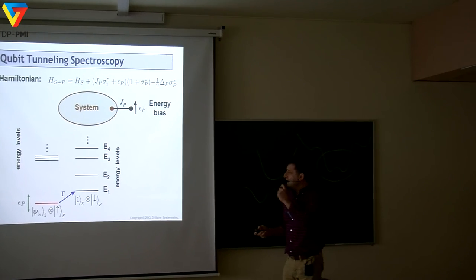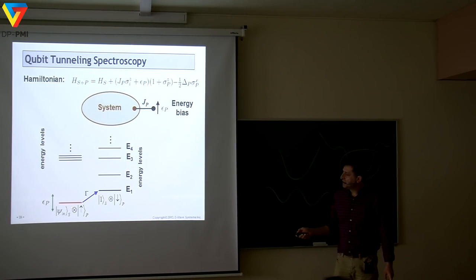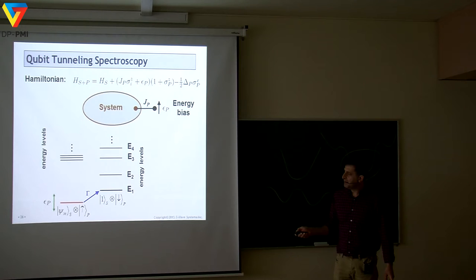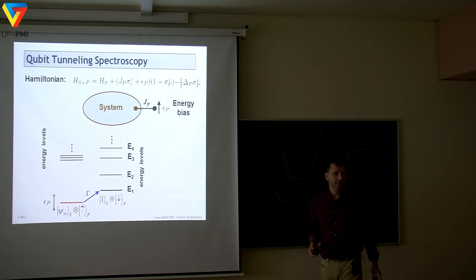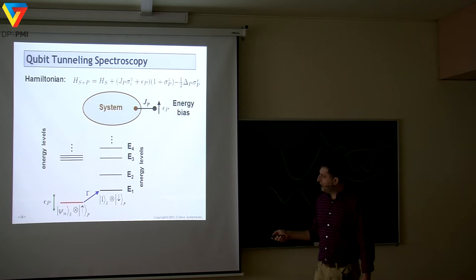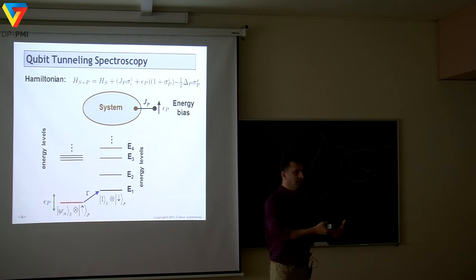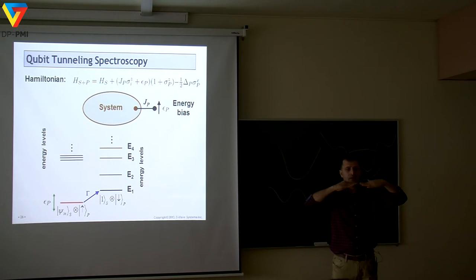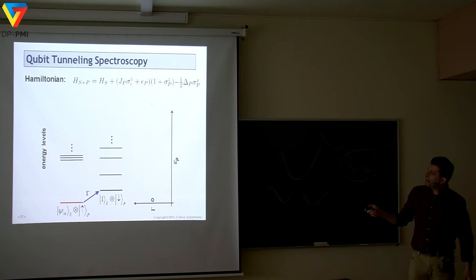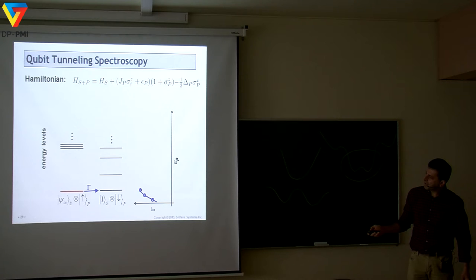Okay, now imagine I initialize my system on this red state on the left. Because of tunneling, the system can tunnel from the left to any of these states. But tunneling is maximum when you are in resonance. This is called resonant tunneling. When the two states are at the same energy, tunneling is maximum. When you go away, tunneling decreases. So by changing this bias, I can move the left side up and down and look at the tunneling amplitude.